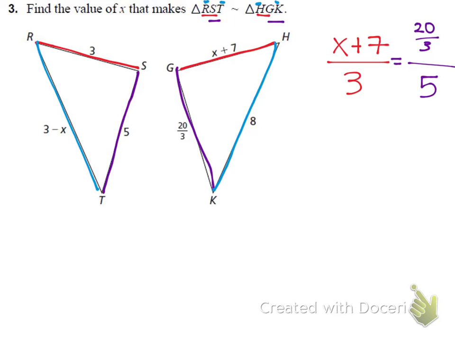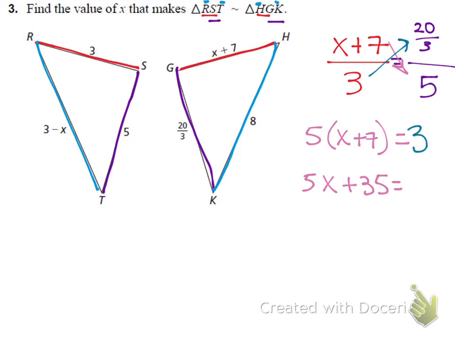5. Cross multiply, we're going to end up with 5 times x plus 7. Please make sure you either distribute now or in the next step. Either way it'll make 5x plus 35. When we cross multiply the other way, we have 3 times 20 over 3. How do I multiply a whole number by a fraction? Put it over 1. You can multiply straight across. 3 times 20 is 60. 1 times 3 is 3. This reduces to 20. You could have also just cross-canceled. 3 and 3 cancel out, and you would be left with 20. Either way.